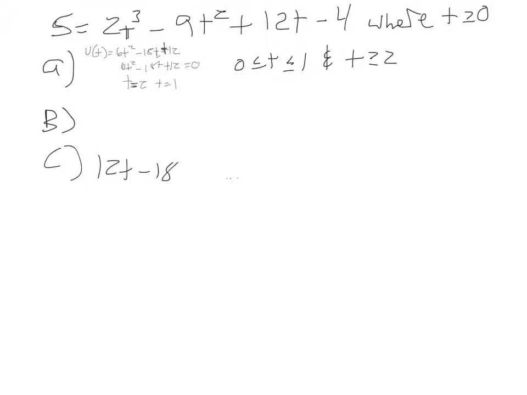I need to find the times where the acceleration changes. So what do I do? Well, I found the derivative, so I'm going to set it equal to 0 and solve. So 12t minus 18 equals 0. 12t is 18. t is 3/2.